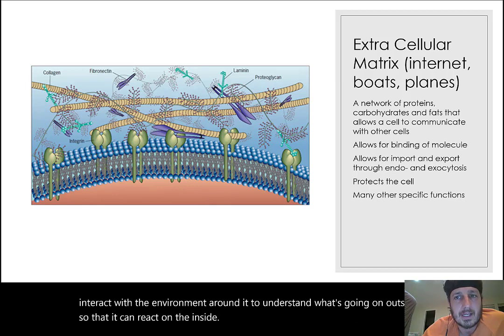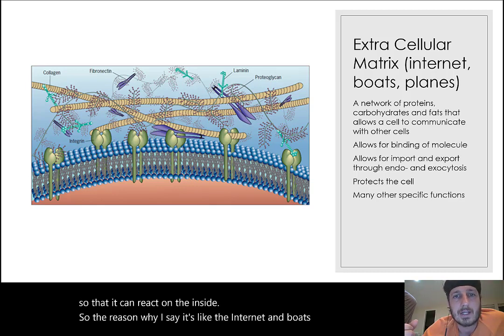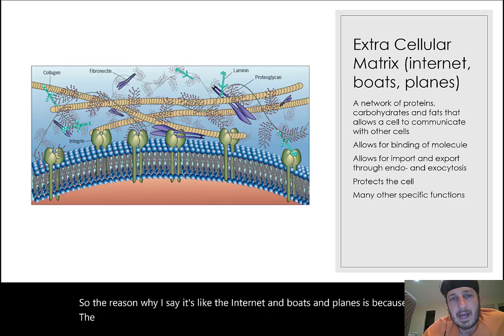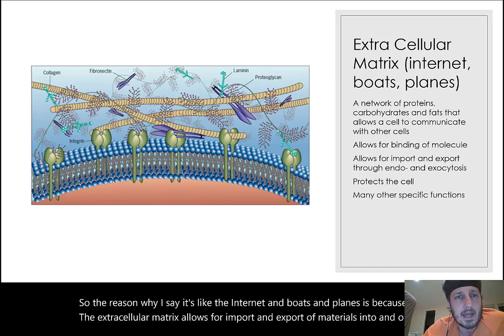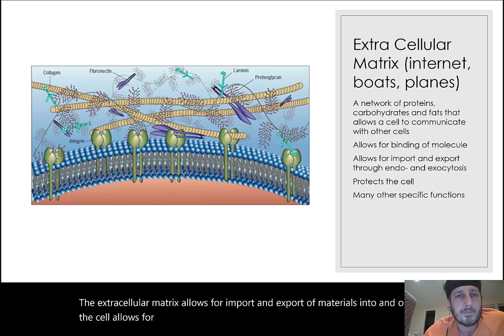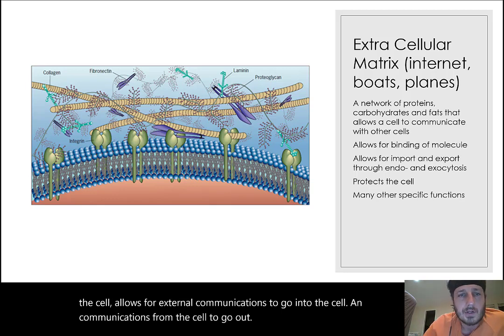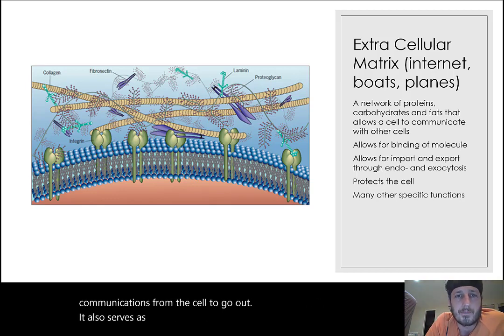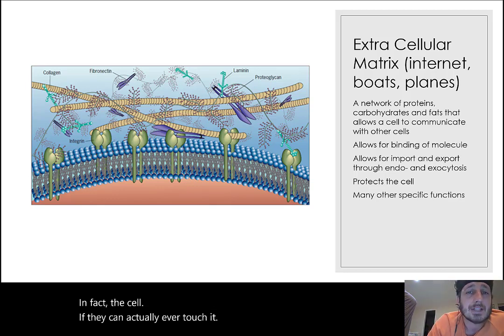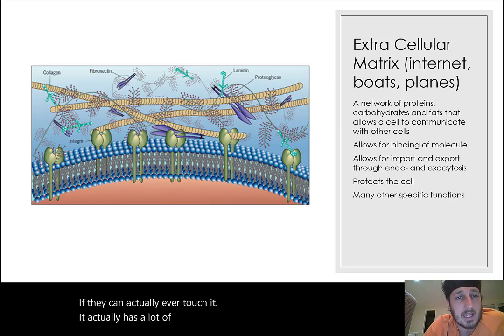So the reason why I say it's like the internet and boats and planes is because the extracellular matrix allows for import and export of materials into and out of the cell. It allows for external communications to go into the cell and communications from the cell to go out. It also serves as a protective layer to the cell. It's harder for bacteria and viruses to actually infect the cell if they can't ever touch it. It actually has a lot of different specific functions, and those functions can vary from one cell type to the other.